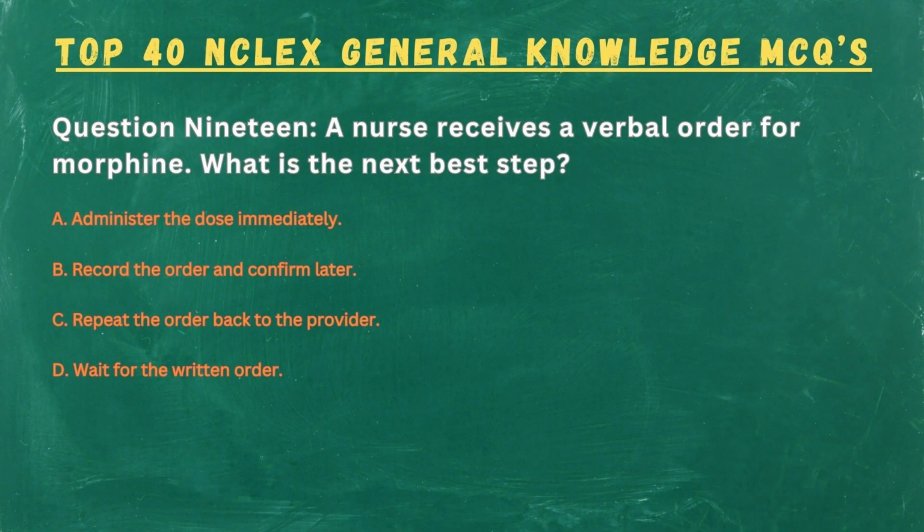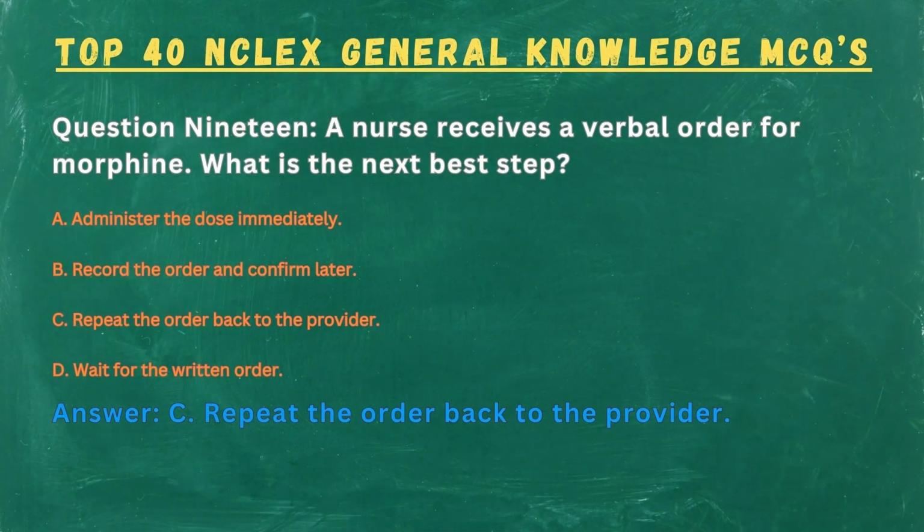Question 19. A nurse receives a verbal order for morphine. What is the next best step? A. Administer the dose immediately. B. Record the order and confirm later. C. Repeat the order back to the provider. D. Wait for the written order. Answer: C. Repeat the order back to the provider.